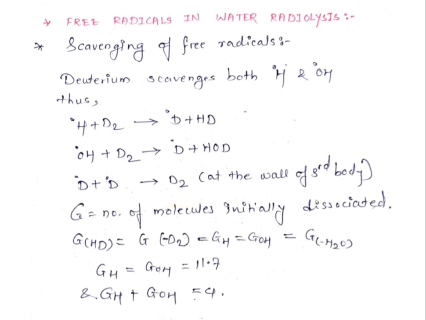So here is the G, that is very important. G is the number of molecules initially dissociated, which we have to find out. Here the dissociation of the D2 will occur, then the dissociation of the HD will occur, and the dissociation of the water will occur. So here the yield is given for the dissociation of the H and OH. G(H) plus G(DOH) is equal to 4, and G(H) is equal to G(OH), it is equal to 11.7. So this is the number of molecules initially dissociated, and that value is given here for H and OH.